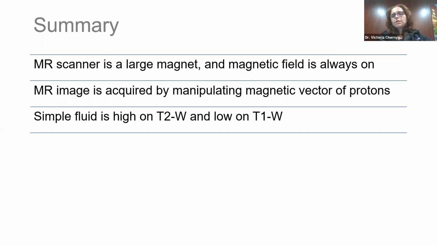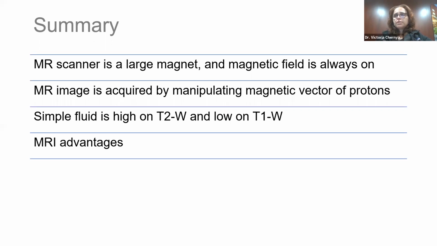Remember that simple fluid is high on T2 weighted sequences and low on T1 weighted sequences. That's one of the ways for you to tell which one is which. Also remember that T1 and T2 are by far not the only sequences that we have in our arsenal. There are plenty of others, but T1 and T2, of course, are our main ones.